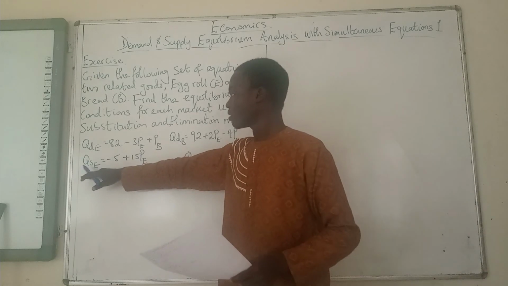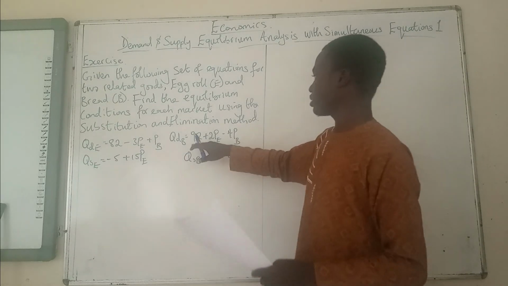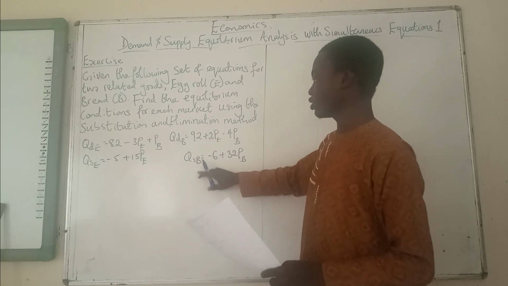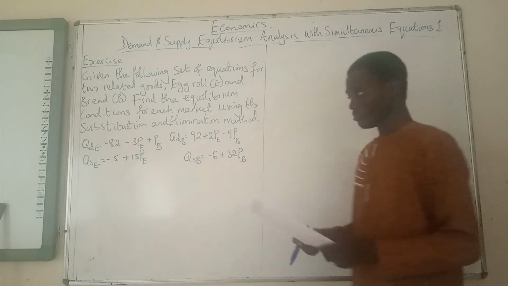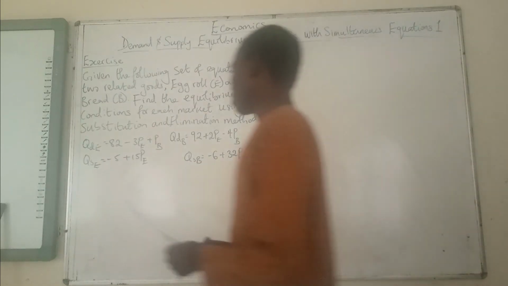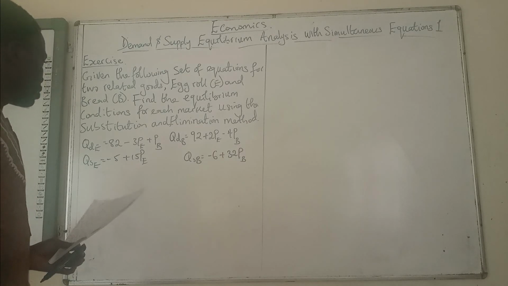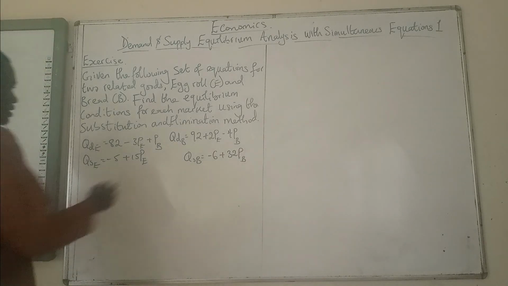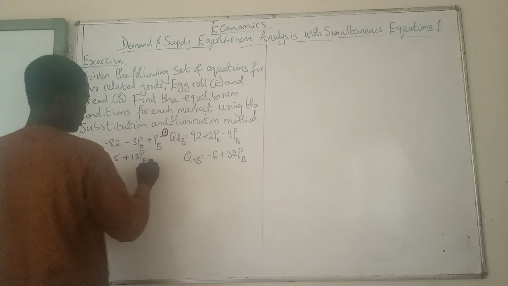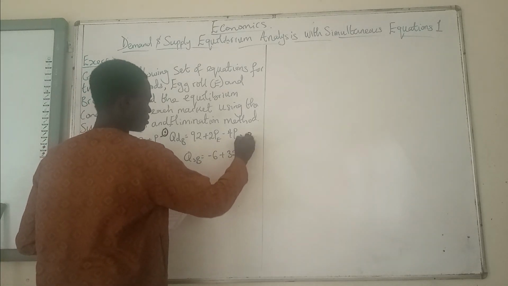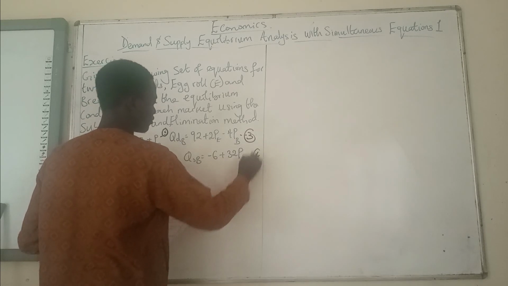Now you have the supply function. You also have the demand function for bread, this is QDB, and then you have the supply function for bread. So how are we going to go about this? First I name this equation one. This is our equation one, then this is equation two, this is equation three, and then this is equation four.